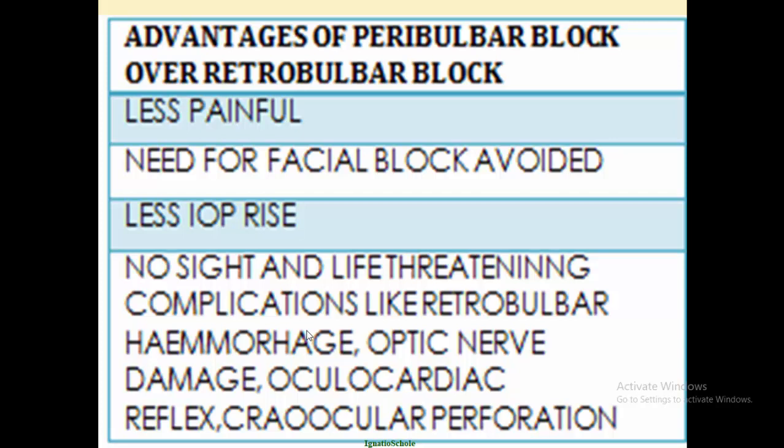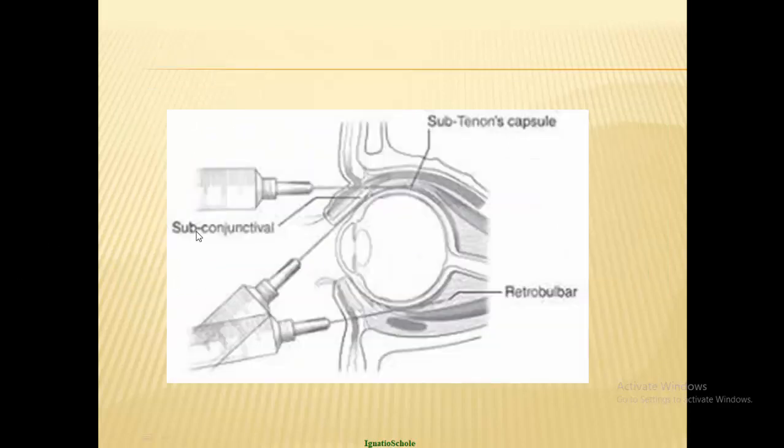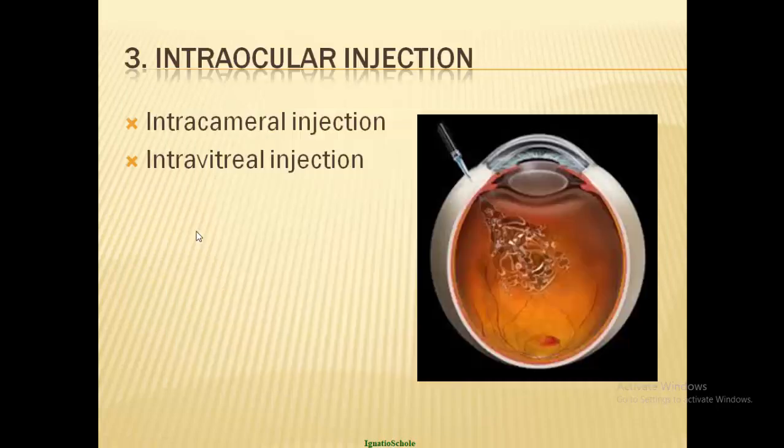Now you can see, you can pause the slide to see it. And this is the subtenon route that has been shown here, along with the intravitreal route shown in this diagram. And now this image shows the same. And now we go to intraocular injections.